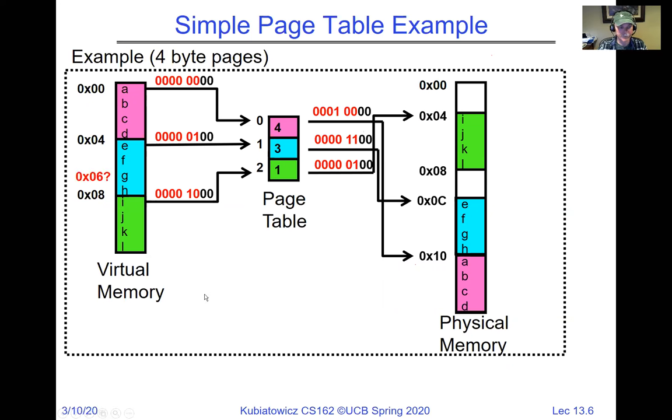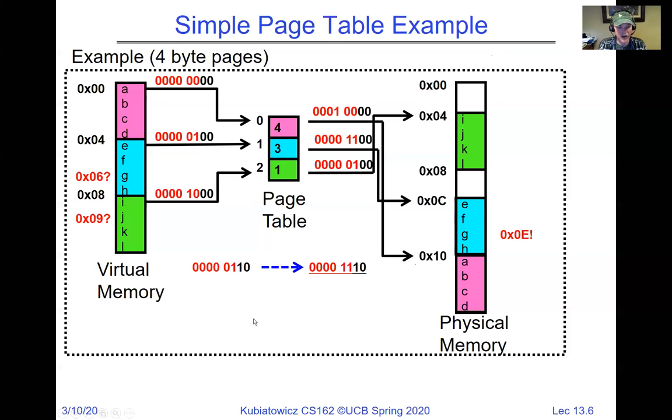Now, we always got zeros here, so that's kind of boring. But what about, for instance, byte 6, which is G? If you look here, 6 is 0000110. So that's the virtual address for byte 6. If we split that up, we notice that we have offset 2, 1, 0, and page 1. And so when we translate that, we look up page 1, that gives us a 3. We copy the offset, and that ends up being right here. That's why G is over there.